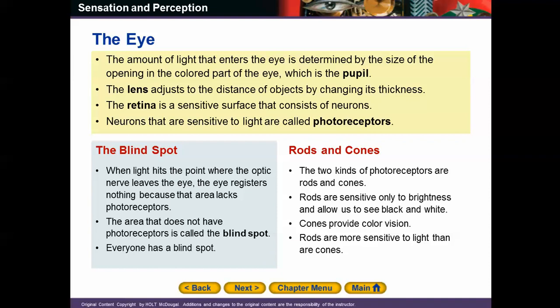And there are two kinds of photoreceptors called rods and cones. Rods are sensitive to brightness and allow us to see black and white. They're very important in peripheral vision as well as in dim lighting situations. And cones provide our color vision.